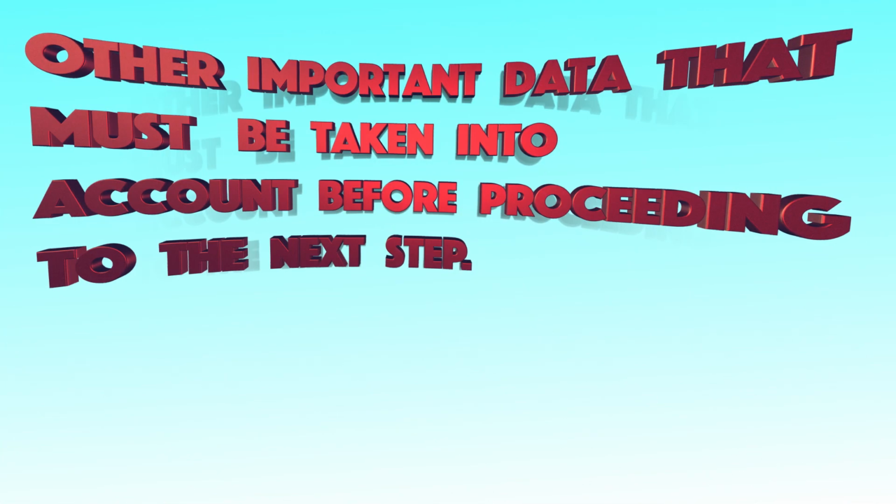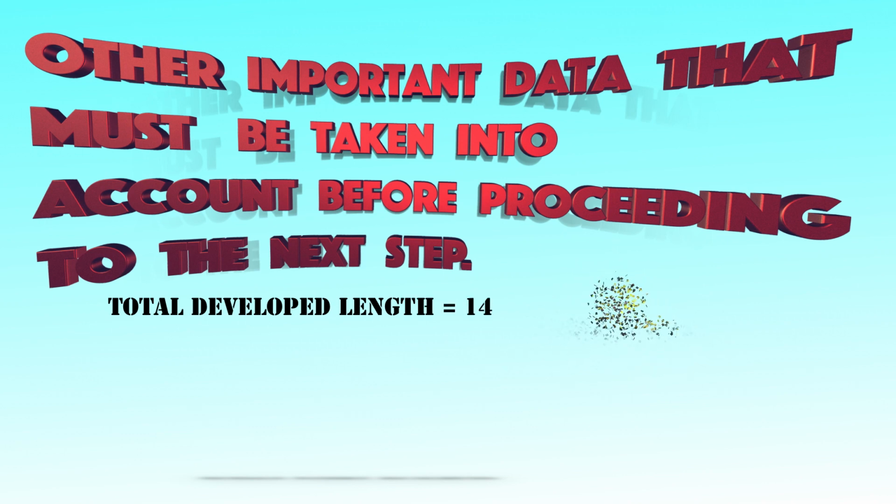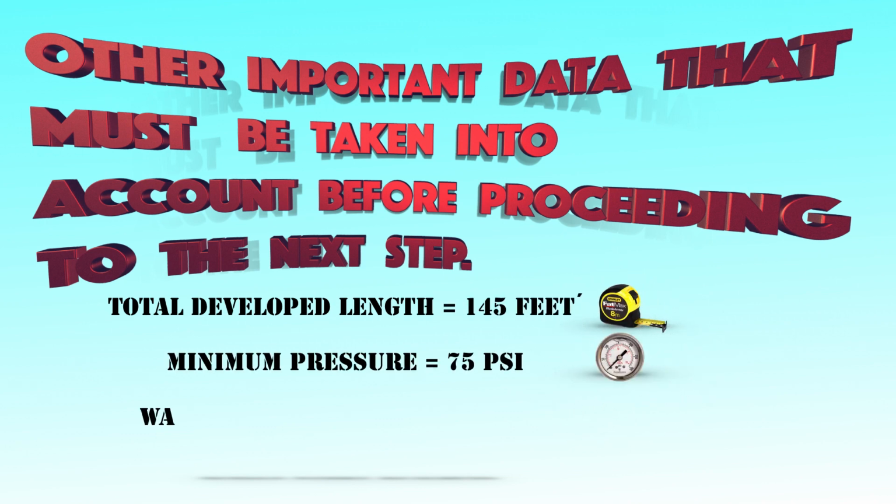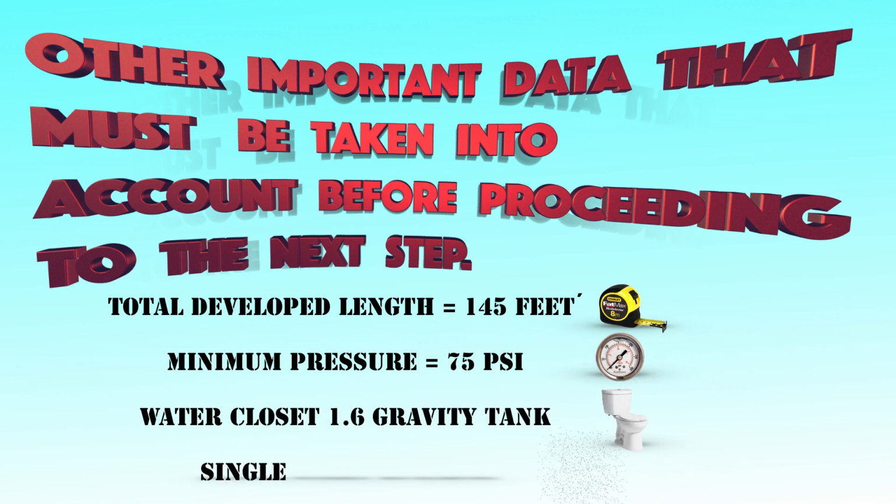Other important data that must be taken into account before proceeding to the next step. Total developed length equals 145 feet. Minimum pressure equals 75 pounds per square inch. Water closet 1.6 gravity tank. Single-story building.